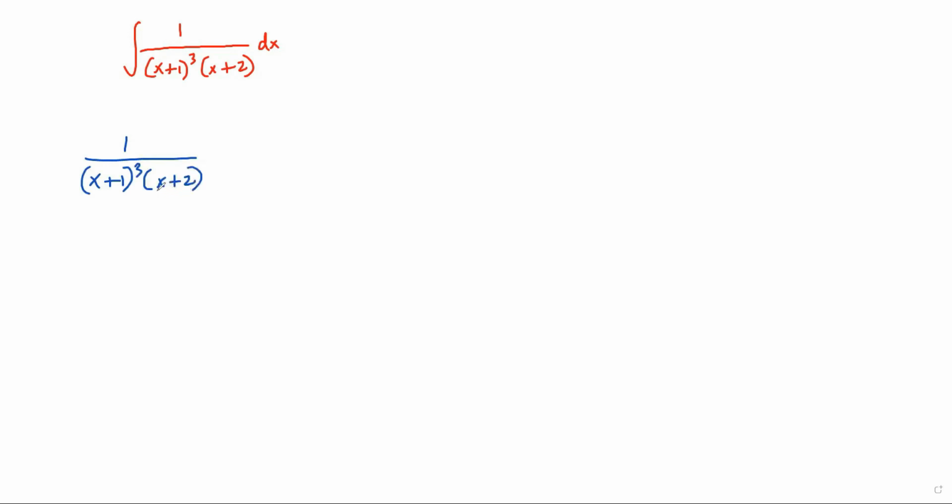To write this rational function into partial fractions, first we have to look at the denominator. The denominator is a product of two binomials, and particularly in the first binomial, we have the exponent 3. Since the exponent of the first binomial is 3, we have to write 3 fractions for it.